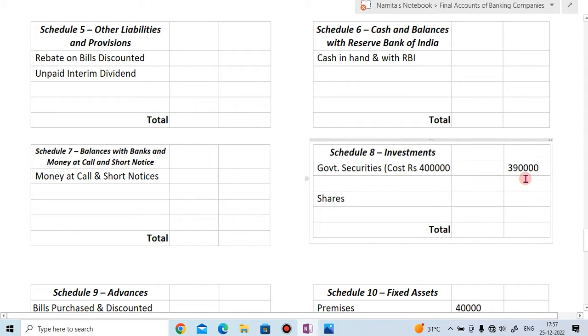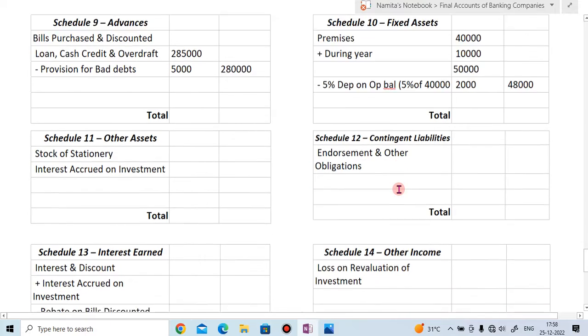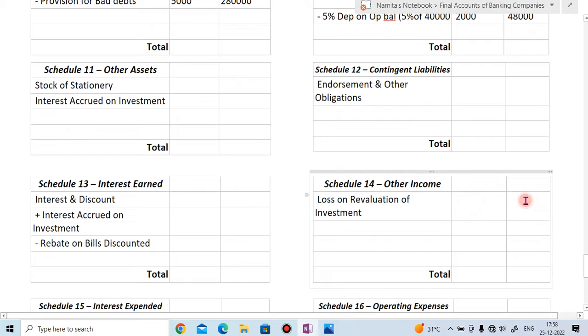Now between 4 lakh and 3,90,000 there is a difference of 10,000. That is a loss on that investment. So this 10,000 loss you will write in other income. That will be minus 10,000, as we are already in the loss. So what will be there? Loss on revaluation of investment, 10,000 rupees.